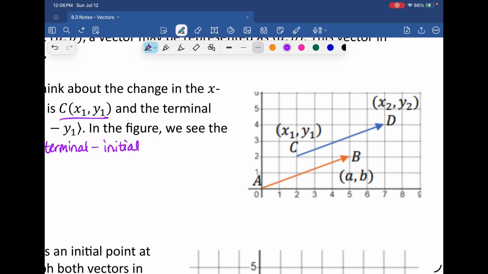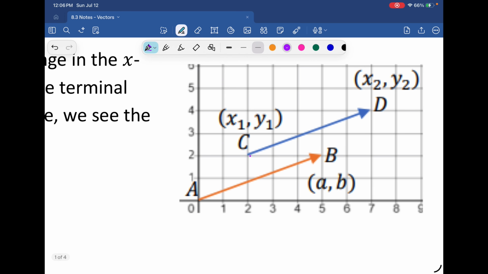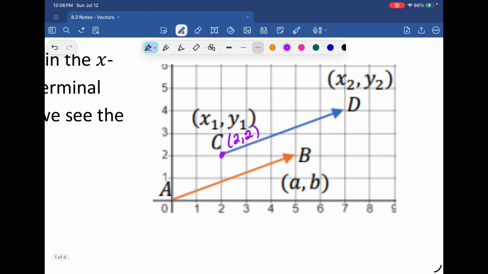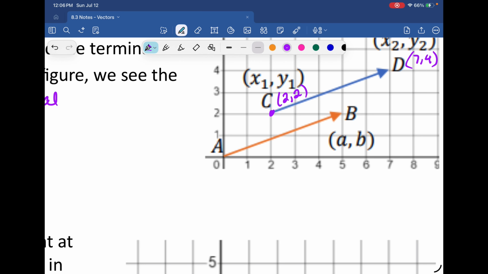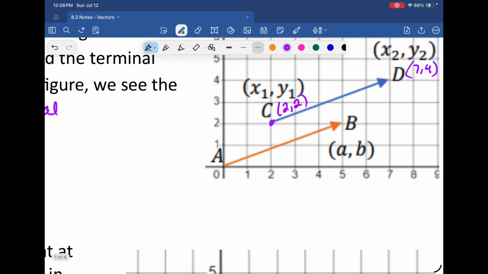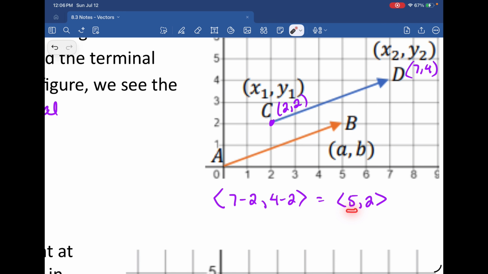All right, so I can see vector CD here. C is at 2, 2. D is at 7, 4. Okay, to find its position, so we'll do terminal minus initial for the x's, terminal minus initial for the y's. So this means I go 5 units right, and then 2 units up.